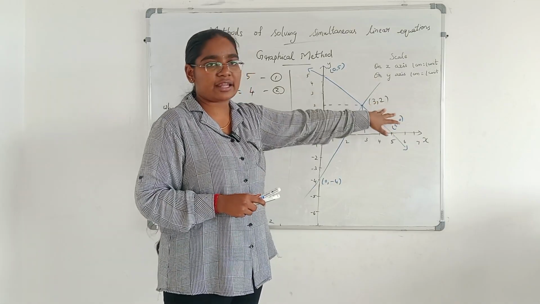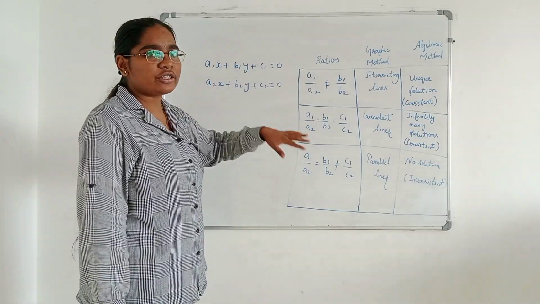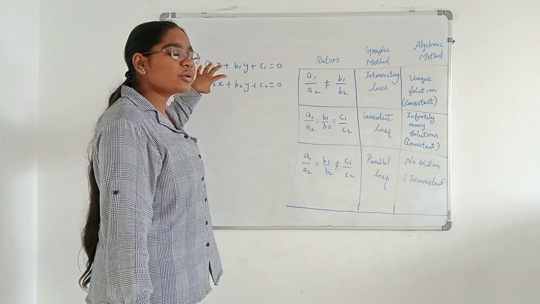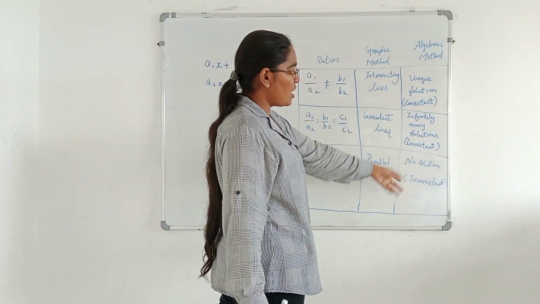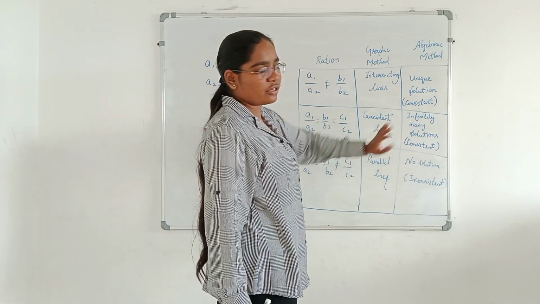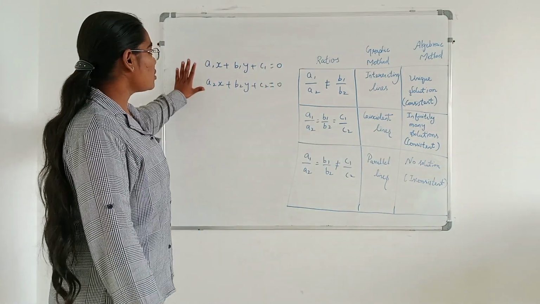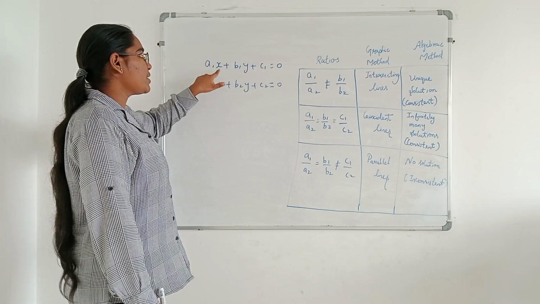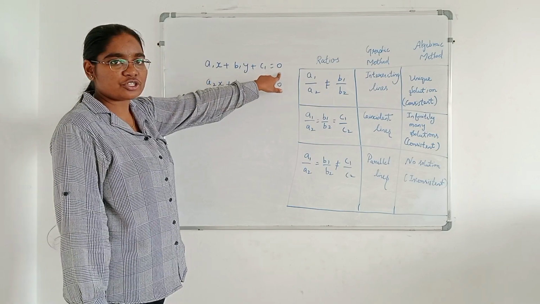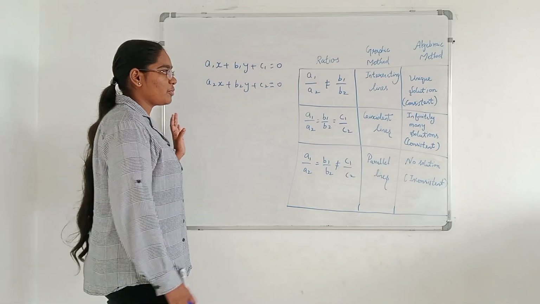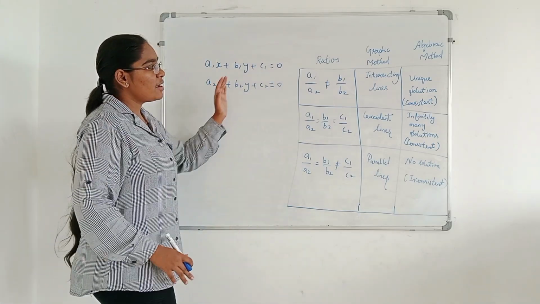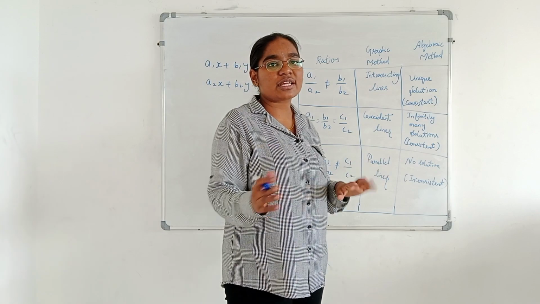That answer is 3, 2. Next, we are going to check whether two equations are consistent or inconsistent, and if consistent, how many solutions they have. So consider these two equations, a1x plus b1y plus c1 equal to 0 and a2x plus b2y plus c2 equal to 0. We are comparing these by using ratios.